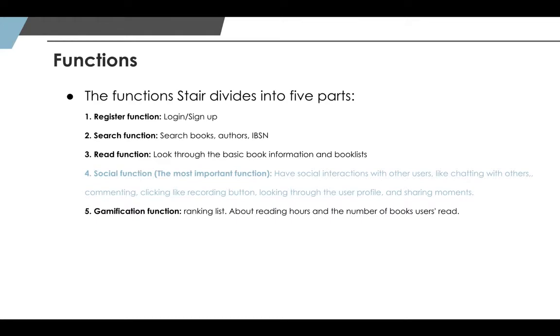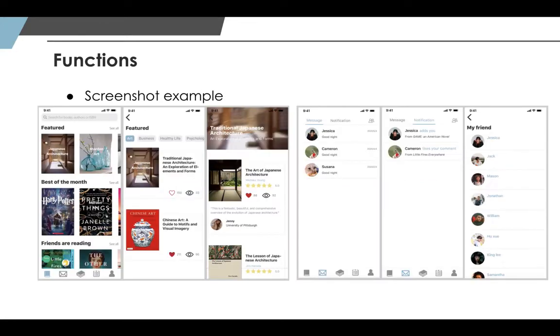The fourth part, or the most important part, is called social functions. You could have some interesting social interaction with others, like chatting with others, or seeing your friends on the ranking list, or clicking reading buttons and looking through some users' profiles and sharing moments. The fifth part was gamification functions. It's more about the ranking list, about the reading hours and the number of books the user read.